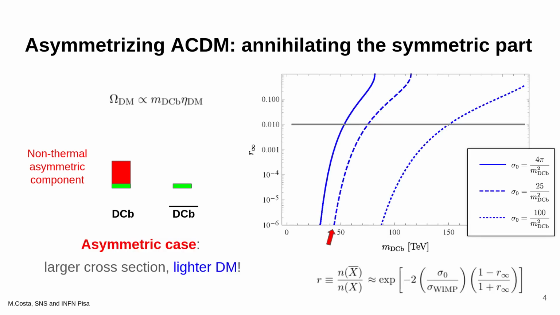Well, here we plot on the right the dark matter mass, which in turn determines the cross-section, and on the y-axis the ratio between the number of antiparticle and dark matter dark baryon particles. As can be seen, this ratio can be made smaller than 1% by requiring the dark baryon mass to be lighter than 70 TeV, and the ratio can be made even smaller by taking the dark baryon even lighter. So, with respect to the symmetric case, we have lighter dark matter.